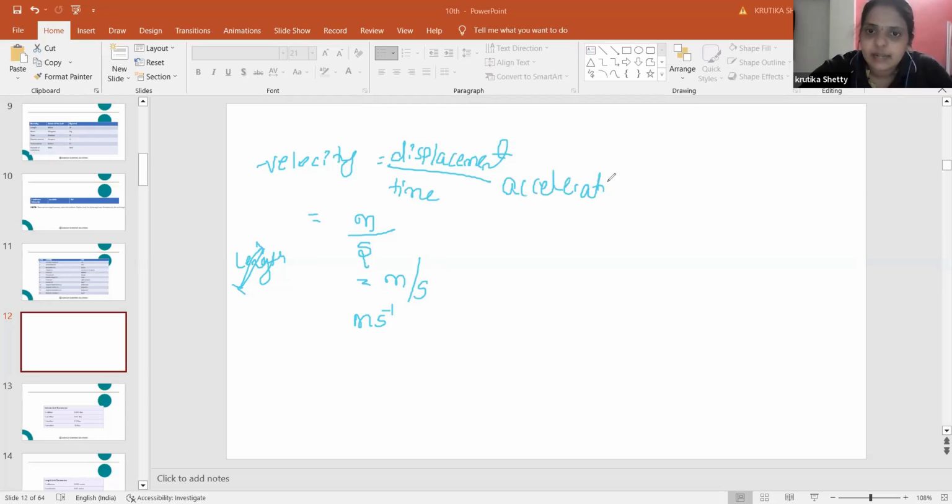We learned this also in 9th standard. Acceleration is nothing but what, change in velocity upon time.